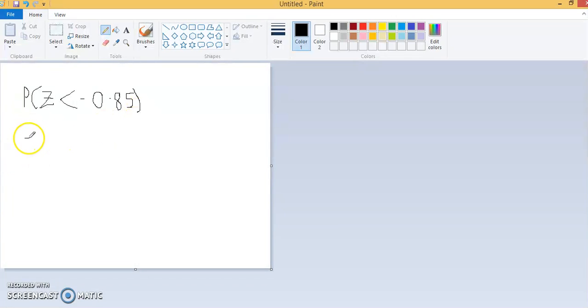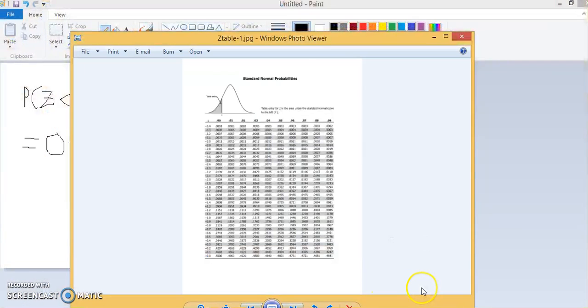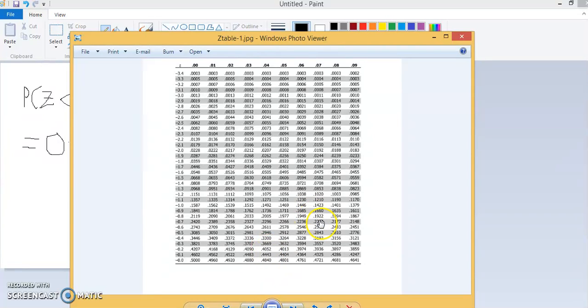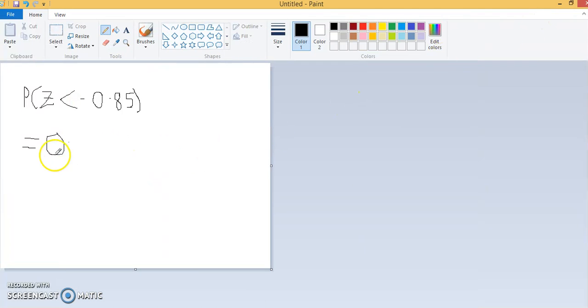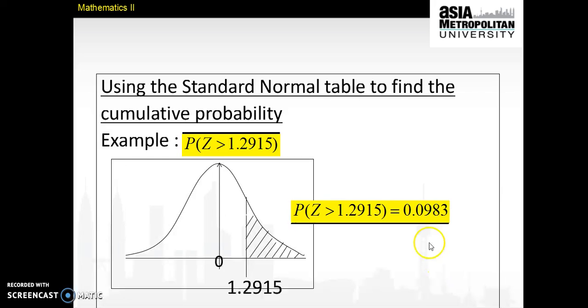So the value of P(Z less than negative 0.85) would be 0.1977. Okay? This is the probability that we are looking for. Now let's have a look at an example that we have on the slide. You can refer to your slides.